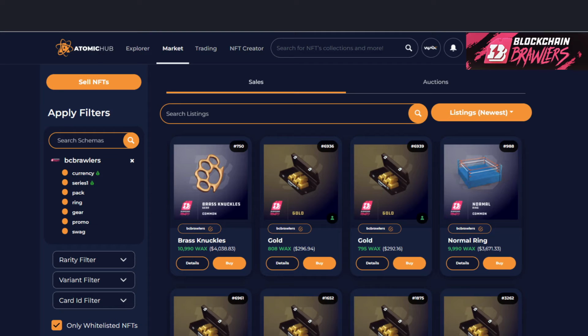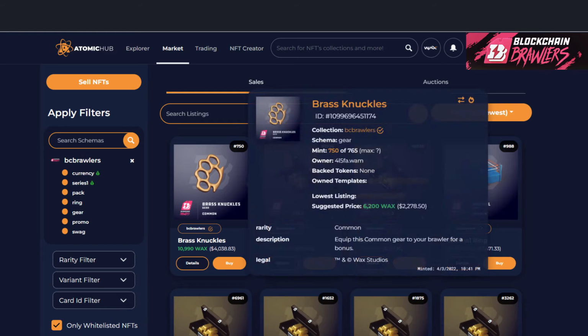Right, so now on Atomic Hub, normally what I do is I always check listings by newest, because that's where we can see what is newly being listed, and most of the time the mint number will tell me whether the item is newly crafted. New, as in it's player crafted.